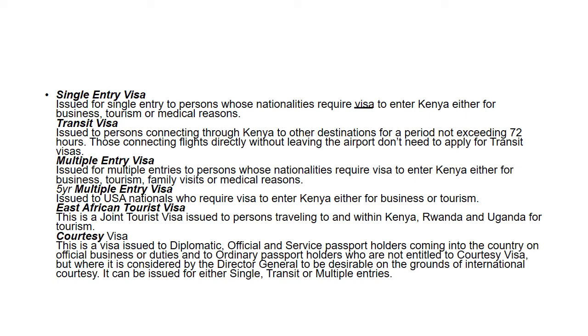Then we have 5-year multiple entry visa. This one is issued to USA nationals who require visa to enter Kenya, either for business or tourism. Then we have the famous one, the East African Tourist Visa. This is a joint tourist visa issued to persons traveling to and within Kenya, Rwanda, and Uganda for tourism. We have what we call courtesy visa. These are visas issued to diplomats, officials, and service passport holders coming into a country on official business or duties and to ordinary passport holders.